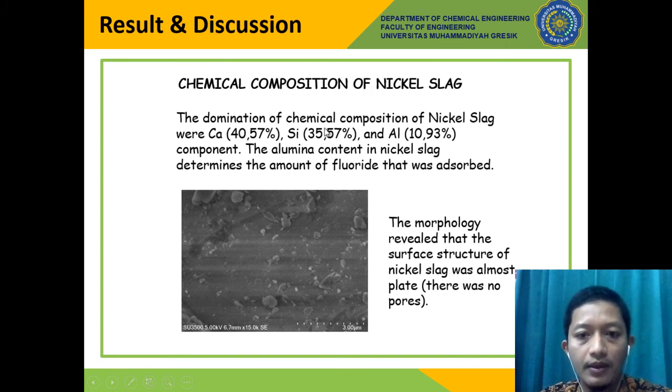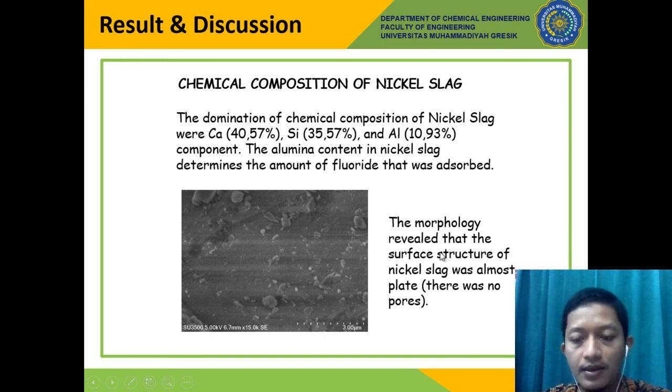And from the XRF, we can see that the dominant chemical composition of nickel slag were calcium 40.57%, silica 35.57%, and aluminum 10.93%. And the alumina content in the nickel slag determined the amount of fluoride that was adsorbed.